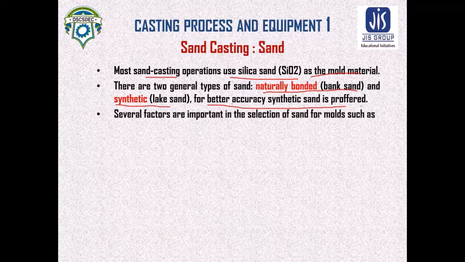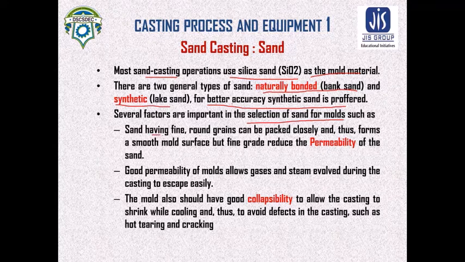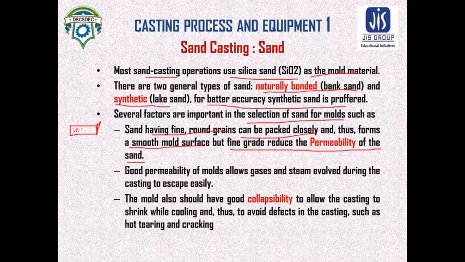For better dimensional accuracy, low porosity and good surface finish, synthetic sand is preferred. There are several factors important for the selection of sand for the mold. First, sand should have fine round grains that can be packed closely, so it can form a smooth mold. But if the sand grains are fine, they reduce the permeability of the sand. Permeability means presence of porosity or pores. If this is a mold box, here the sand particles are there. Now if the sand particles are very closely packed, then what happens? Then there will be no gap between the sand particles.